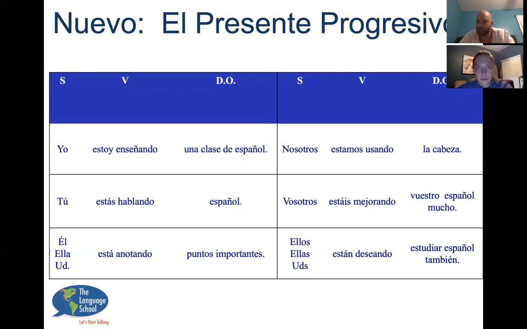Nosotros estamos usando la cabeza. We're using our heads. Remember, I don't care too much about vosotros. If you want to learn it, learn it. If not, don't. So we can skip over it for tonight. To say they or to say y'all, we would say ellos están deseando estudiar español también. That's like saying they are wanting to study Spanish as well.